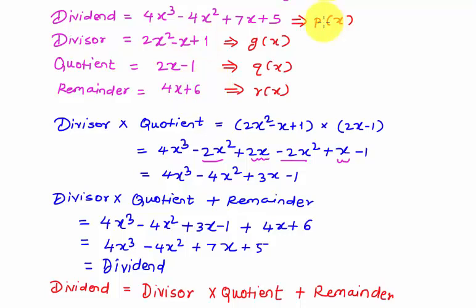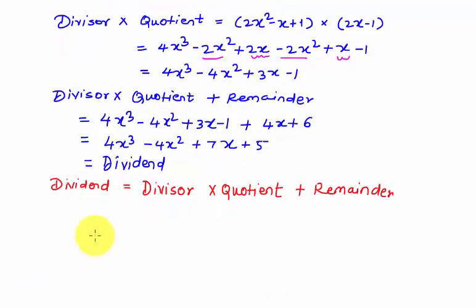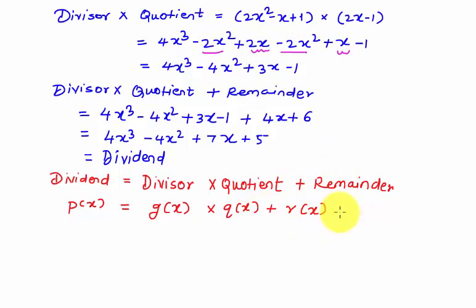Now let's substitute these polynomial forms in the equation. So what we get at the end is dividend. What is dividend? Dividend is nothing but a polynomial in variable x, p of x, is equal to divisor. What is divisor? Divisor is a polynomial in variable x form, g of x, into quotient q of x plus the remainder. Remainder is also polynomial in variable x form. Here the divisor g of x must not be 0.